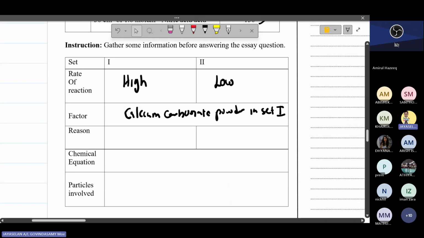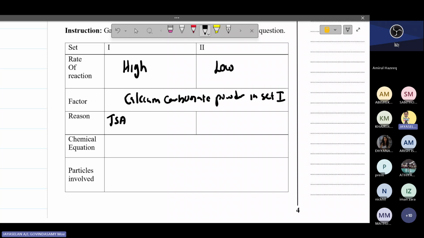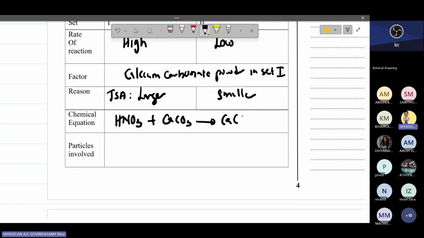Okay, next, the reason you use is what? Total surface area of calcium carbonate powder here is what? Bigger or larger? I use larger. Larger here is smaller. Chemical equation, they use what? Nitric acid. So I put here HNO3 reacts with calcium carbonate. You will get Ca(NO3)2 plus carbon dioxide plus water.